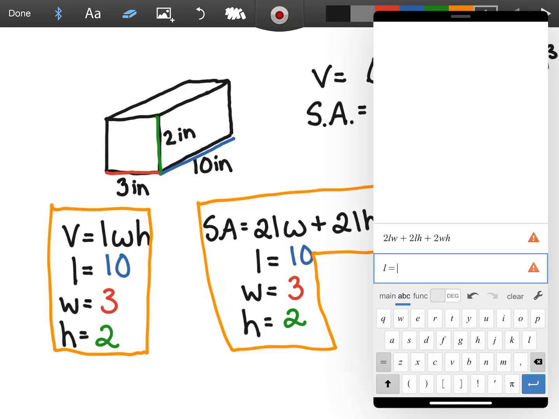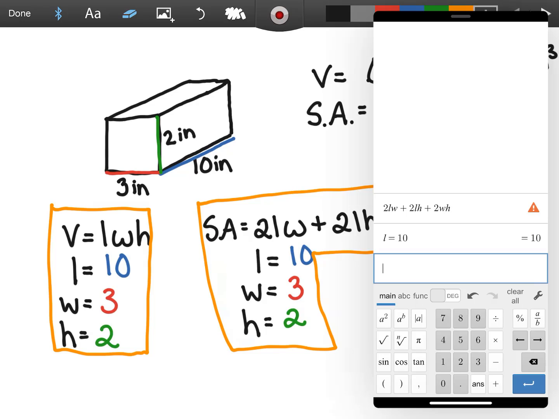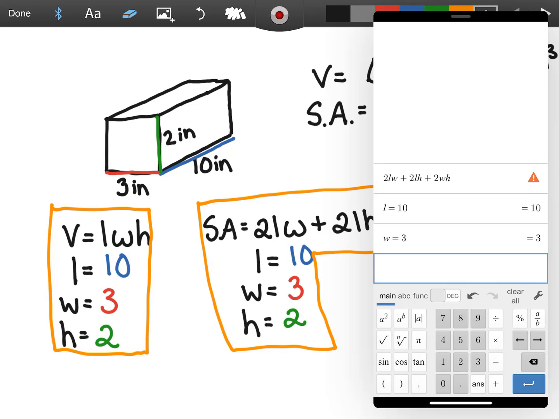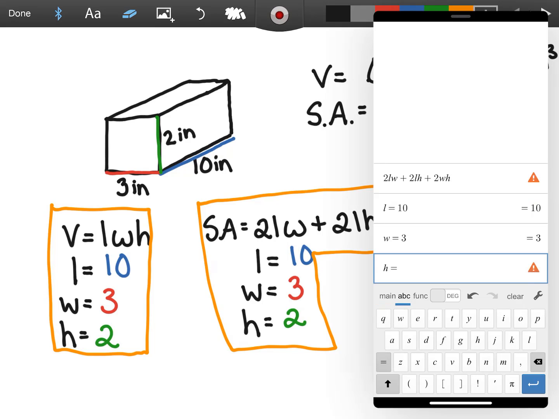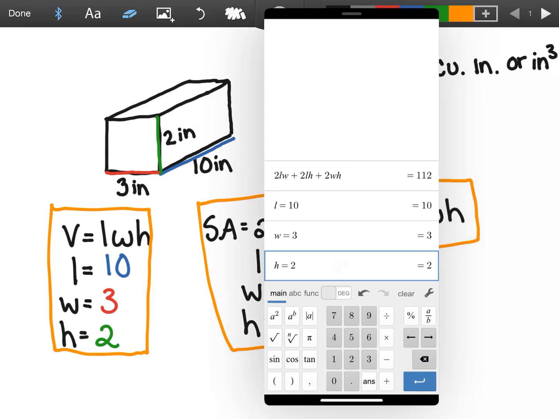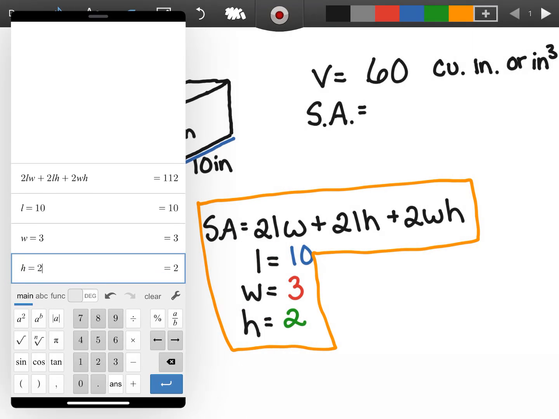Then we say L is equal to 10. Enter. W is equal to 3. Hit enter. And H is equal to 2. We go to the top and we see that we get the answer of 112. Just like area in a two-dimensional figure, surface area is in square units. So here we would say square inches, or we could say inches squared.